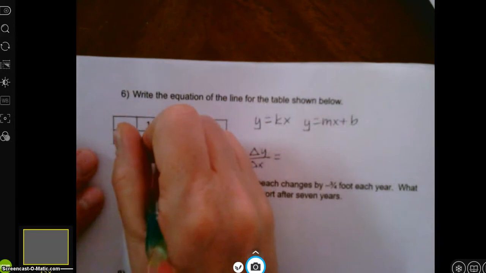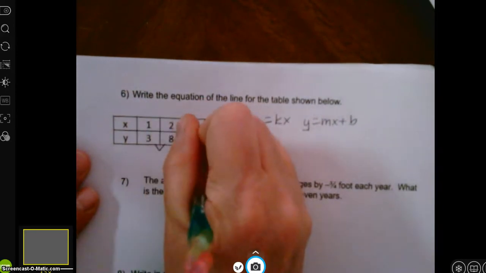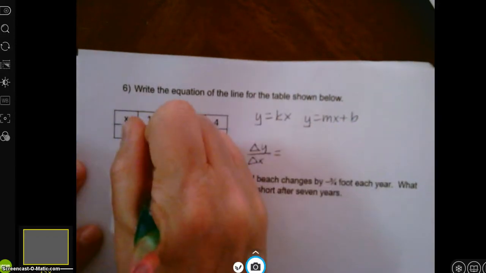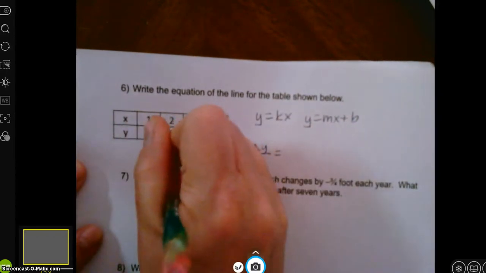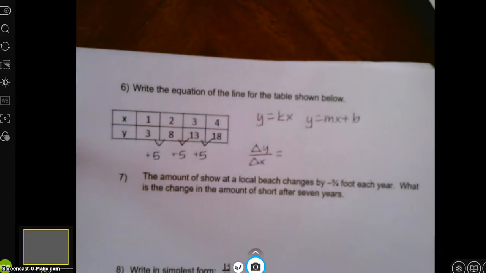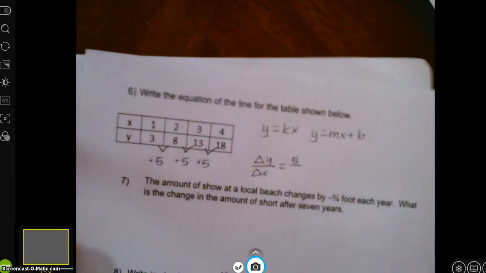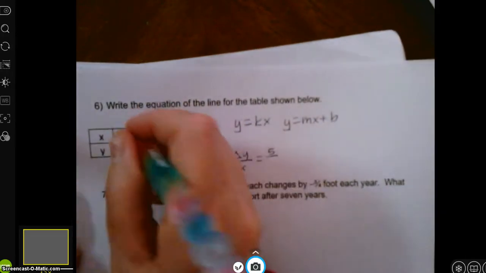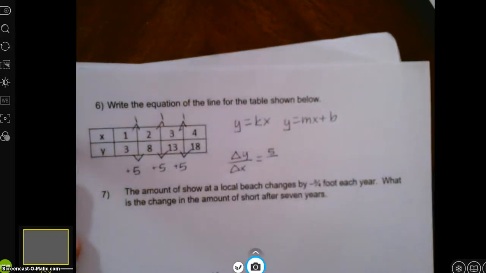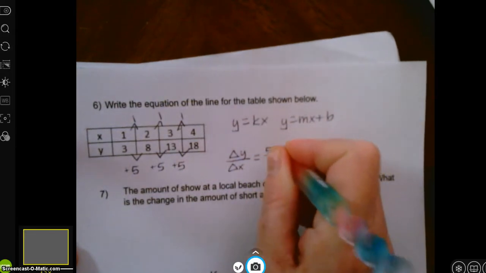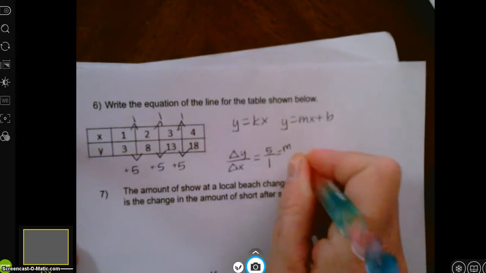Okay? So we find our change in y. Most of y'all are getting that. And we're going up each time by 5. Right? So I put 5 on top. Even though it's down, we put it up. A few of you are still making that mistake. Then over here, these each change by 1. So 5 over 1. And if you remember, we said this is always m and it's sometimes k.